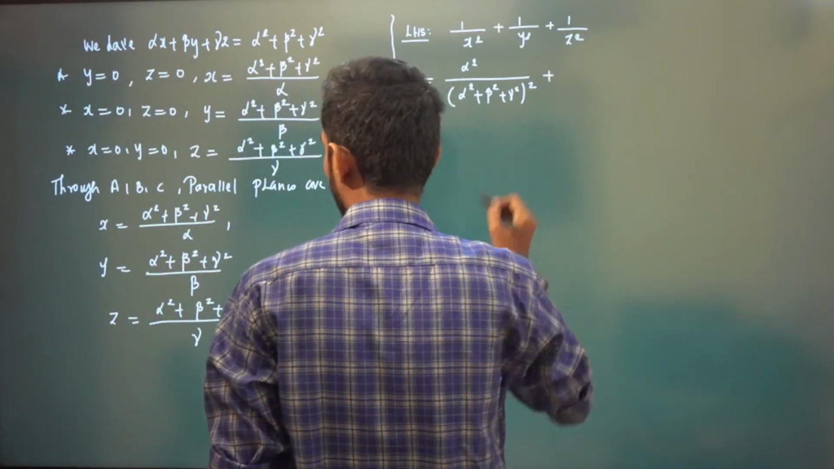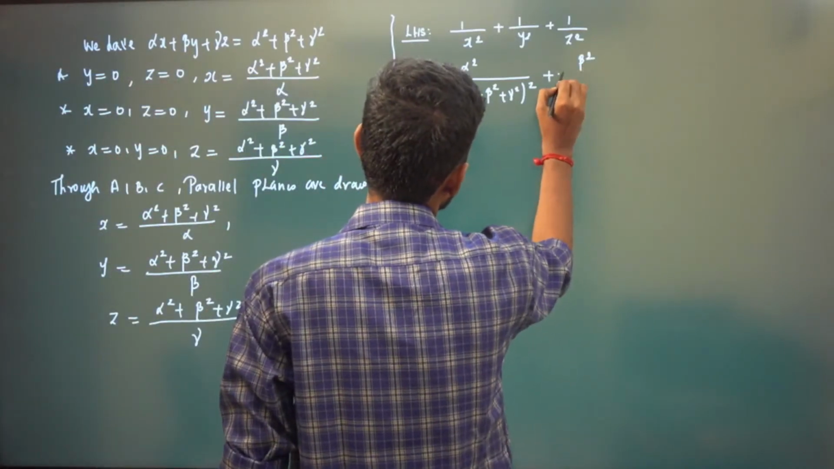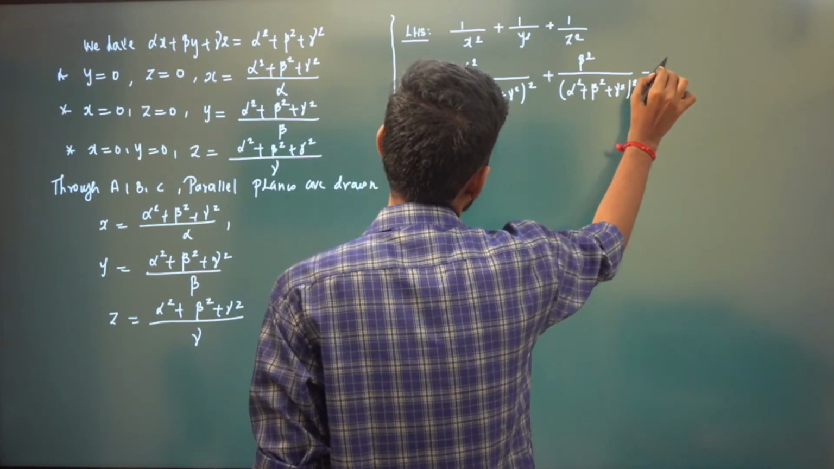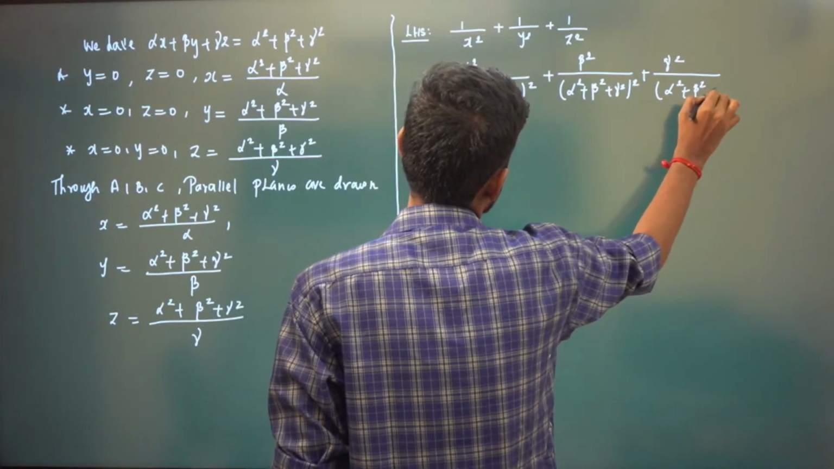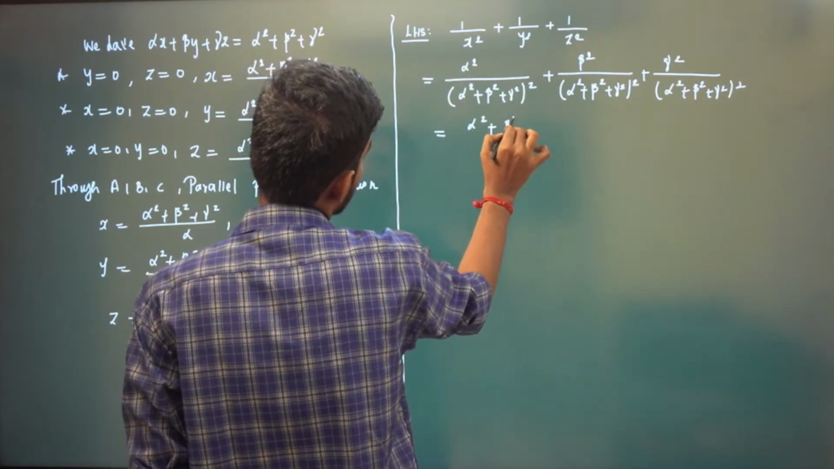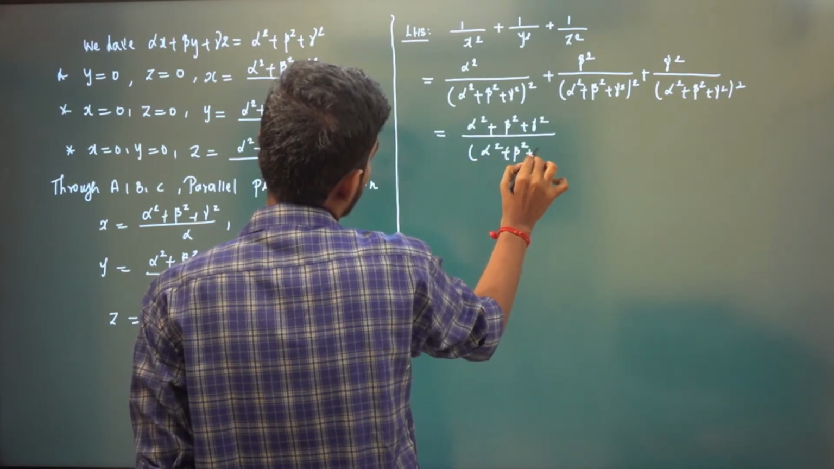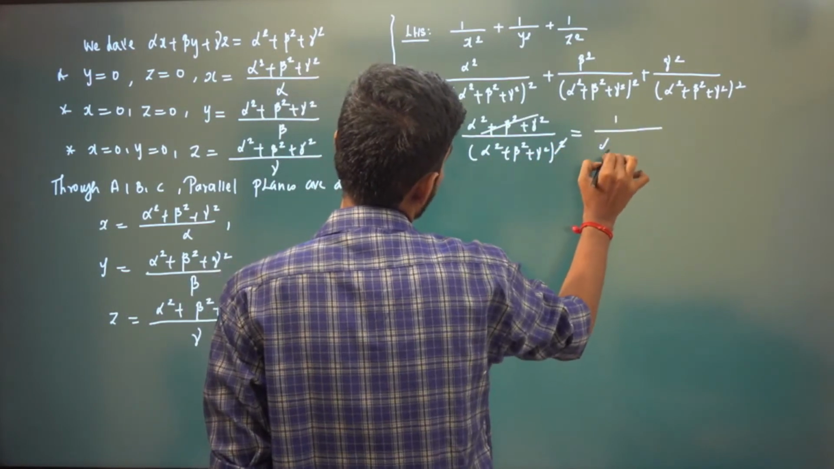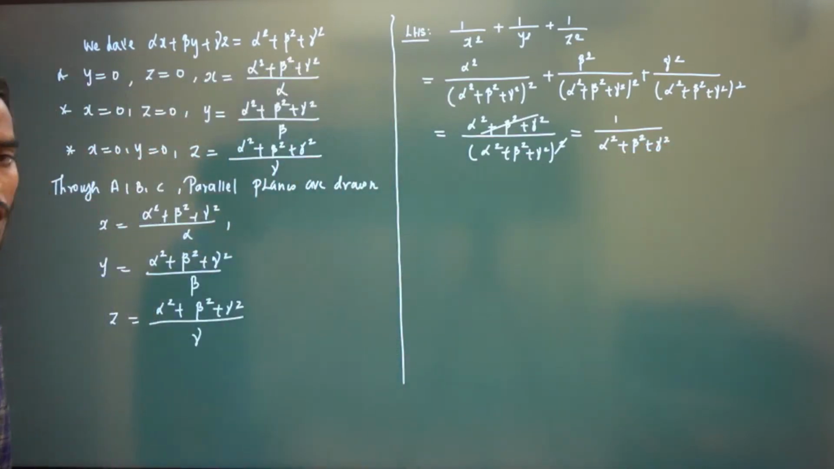And similarly, what about 1 by y square? So 1 by y square will be beta square divided by alpha square plus beta square plus gamma square whole square, plus 1 by z square is this. Now this will be alpha square plus beta square plus gamma square divided by alpha square plus beta square plus gamma square whole square. So these will get cancelled. So we will have 1 divided by alpha square plus beta square plus gamma square. So this is the value of LHS.